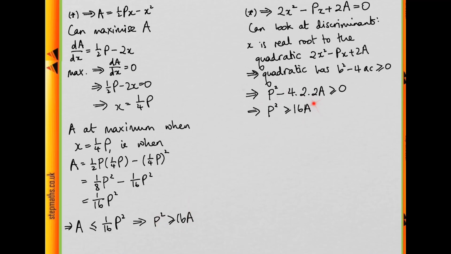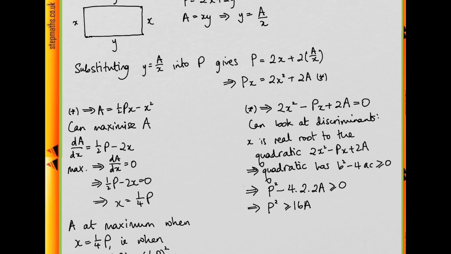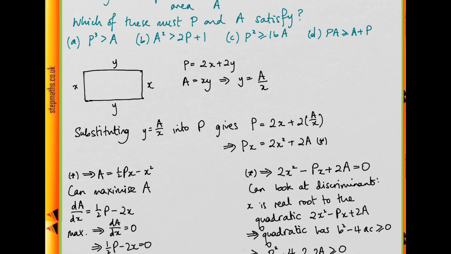So we've actually got the same inequality out of both methods, and P squared greater than or equal to 16A, well, that's answer C.